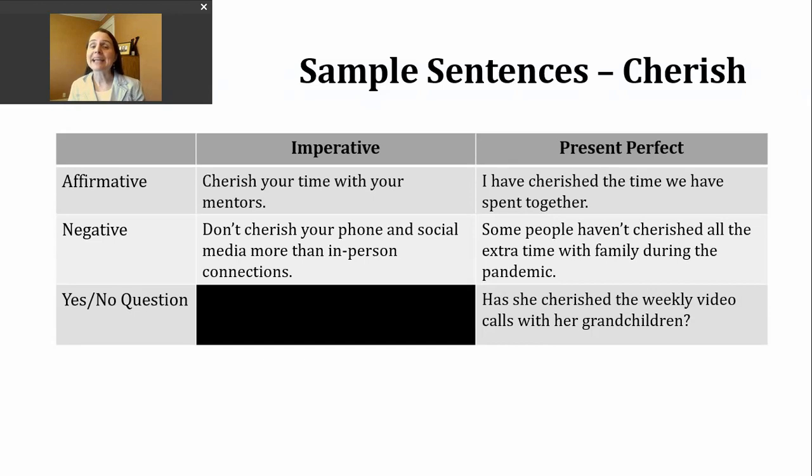Now, you can also make a negative imperative sentence. To do this, you're going to start with do not and then the base verb. Here's another example. Don't cherish your phone and social media more than in-person connections. I think this is a command that many older people feel like they give to younger folks, particularly teens, who might be really excited and sort of enthralled with that.